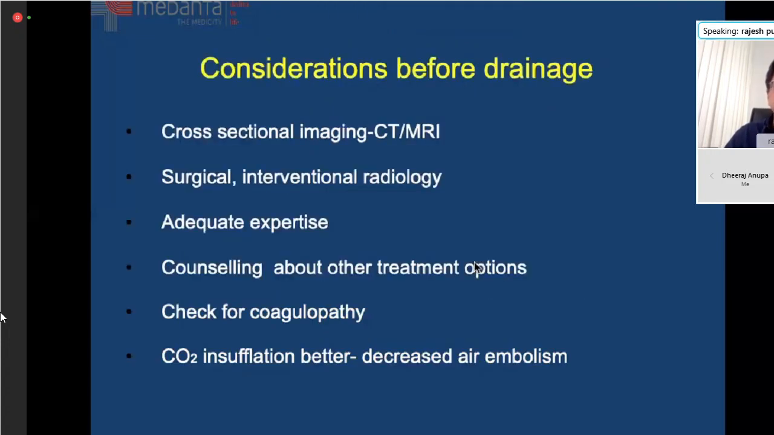Before EUS drainage, always consider a contrast CT to know about the pseudoaneurysm. You should discuss with the patient the need for interventional radiology or surgical backup. Adequate expertise is important. Counsel about other treatments. Check for coagulopathy. Another important thing, CO2 facility should be available in your center.